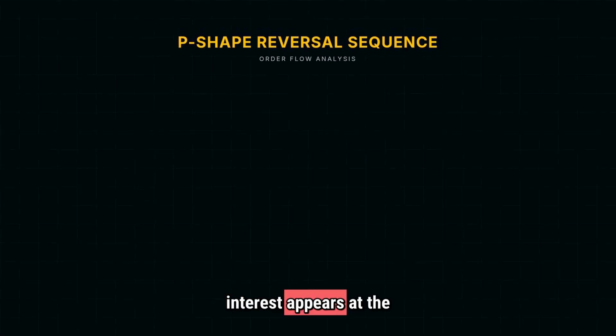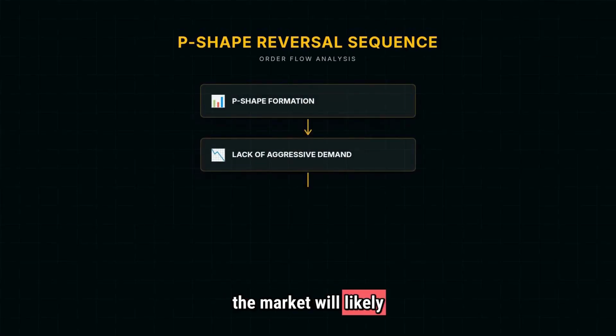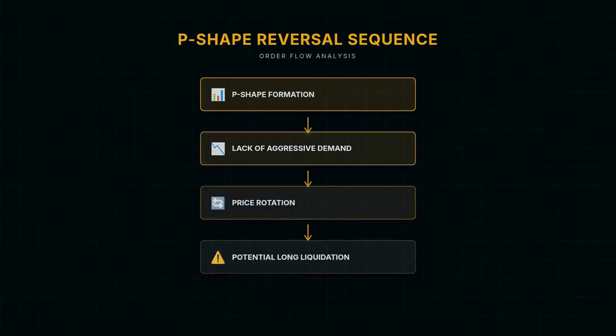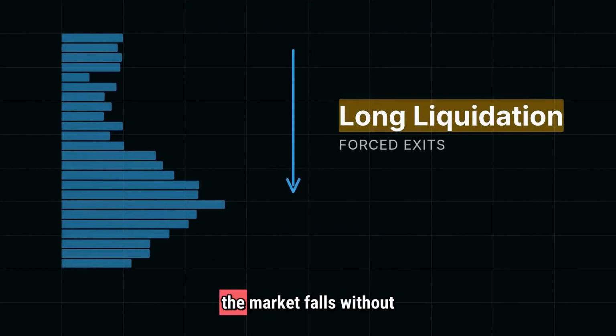If no new long interest appears at the top of the P, the market will likely rotate. This can lead to the birth of a B shape as longs begin to liquidate. Similarly, a B shape reflects long liquidation, forced exits as the market falls without aggressive new selling. The price drops under its own weight as bids disappear.